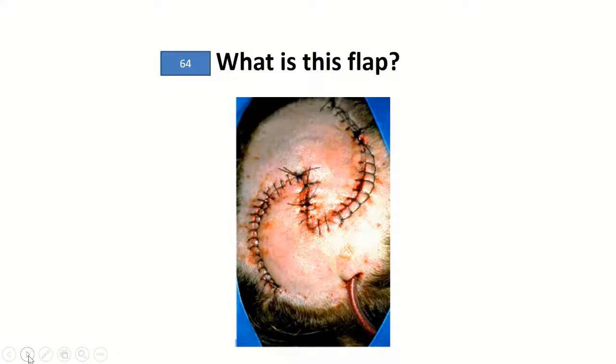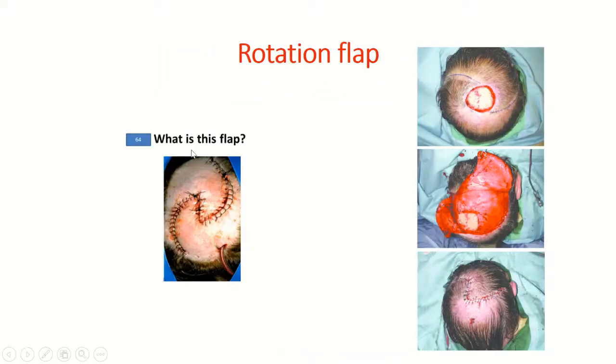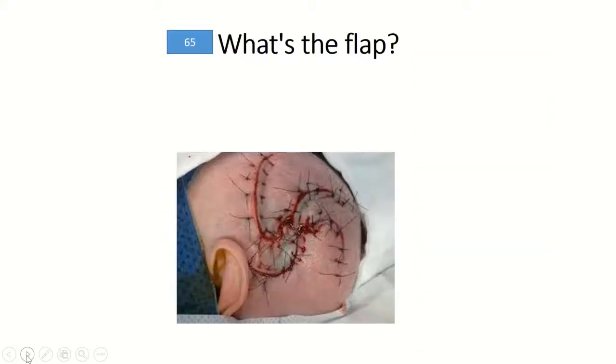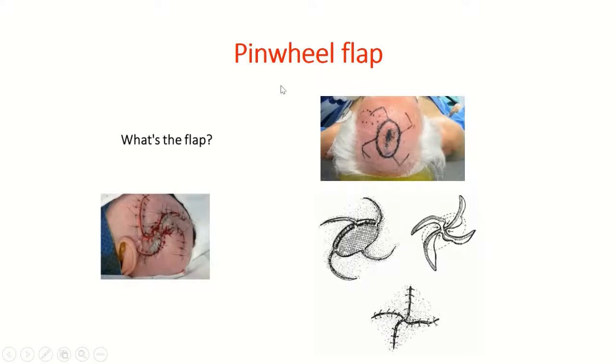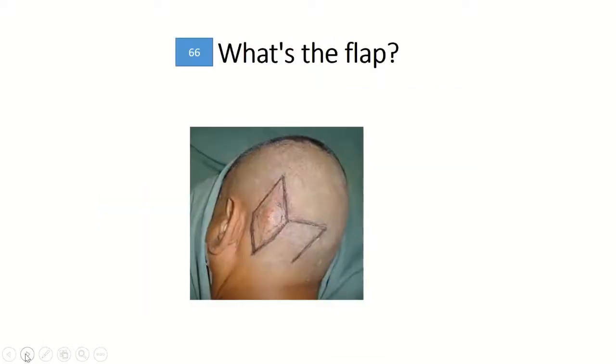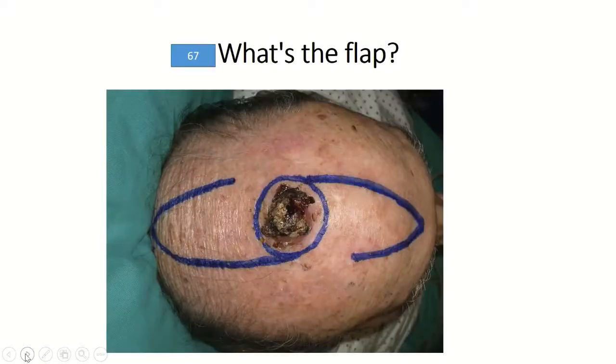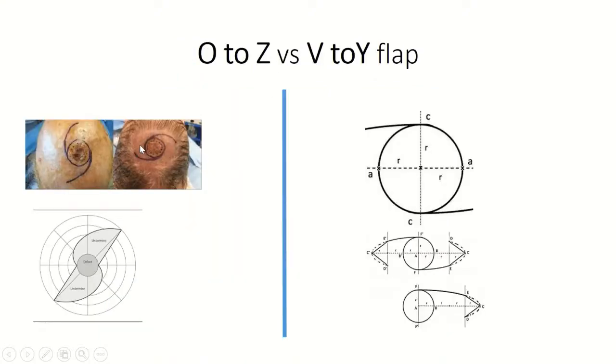What is this flap? This is an O-to-Z flap, a subtype of rotation flap. You see here a rotation flap, commonly done as O-to-Z on the scalp. Question 65. What's the flap? This is the pinwheel flap. And what's the flap? This is the rhomboid flap. And what's the flap? Don't mistake it, it's not an O-to-Z flap. It's a V-to-Y flap. Compare here the O-to-Z flap on a scalp and the V-to-Y flap here.